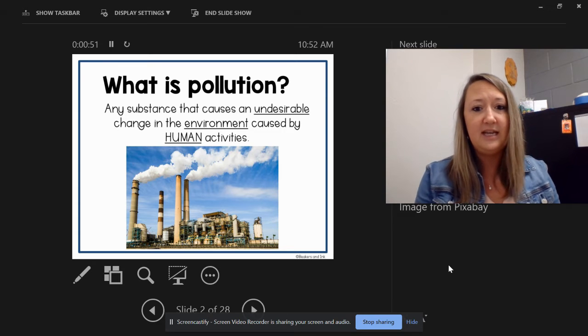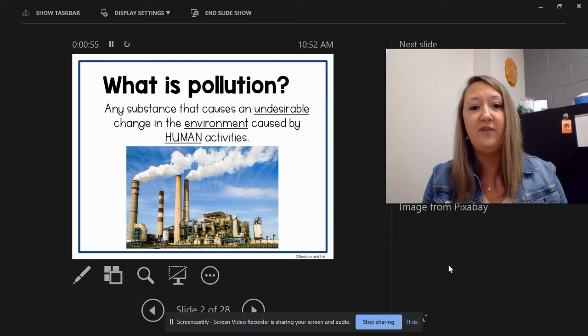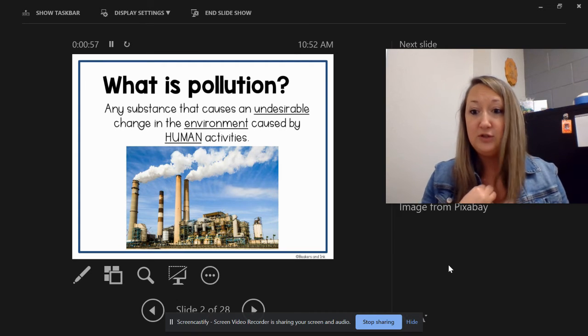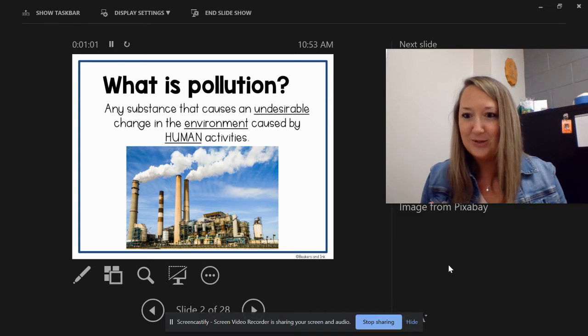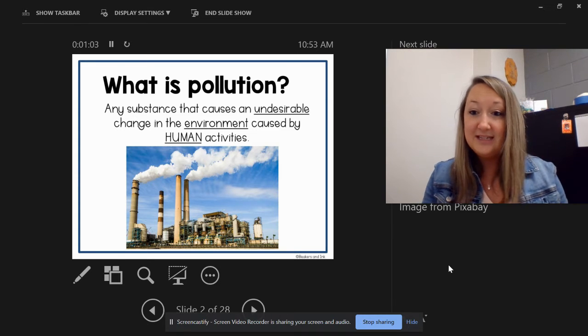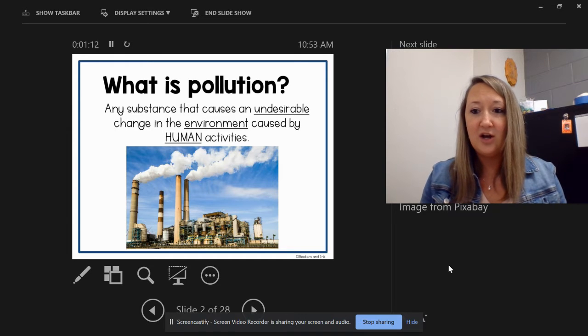Pollution is any substance that causes an undesirable, unwanted change in the environment that humans do, right? So we create issues and then we have to fix those issues, right? And pollution is an issue. There can be air pollution, there can be water pollution, land pollution. All of those are human activities that cause a detrimental effect to the environment.